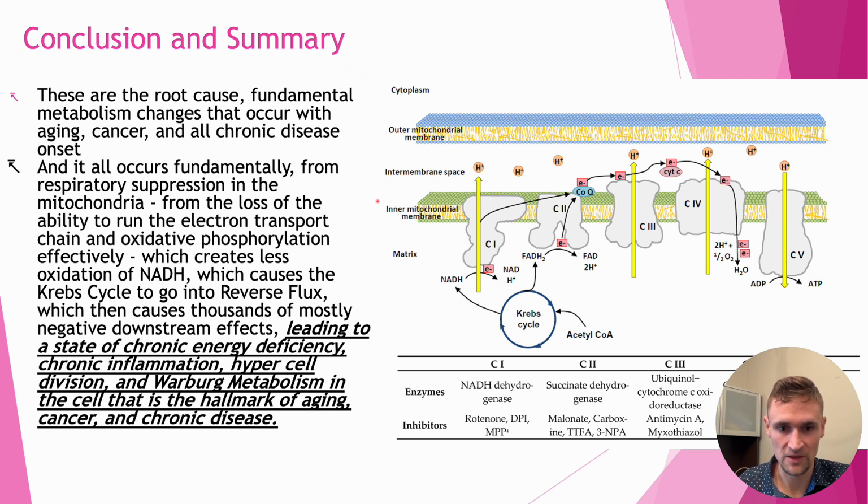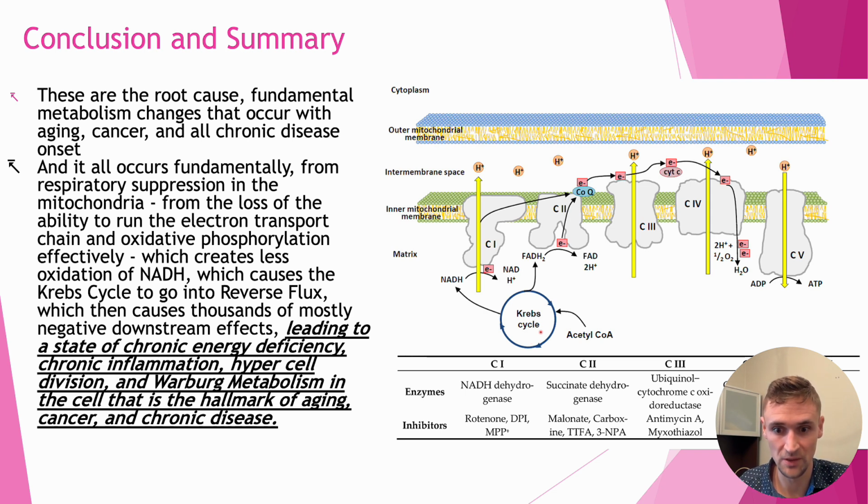So again, the root cause of the fundamental metabolism changes that occur with aging, all chronic diseases, and cancer fundamentally begins with damage and dysfunction of the cytochrome proteins and this electron transport chain coupled to the oxidative phosphorylation process, with this whole thing right here that we've been talking about. That leads to less oxidation of NADH, leads to the Krebs cycle not flowing normally like it should, but actually getting backed up and starting to go into reverse flux, to literally flow backwards.